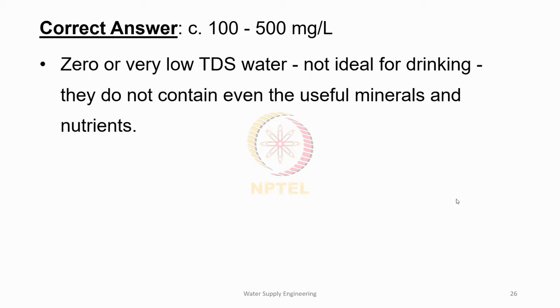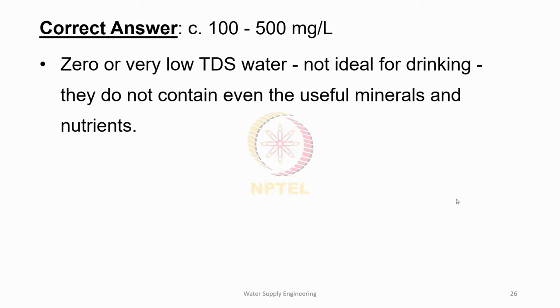So 0 or very low TDS value is not considered ideal for drinking water because it won't have the useful minerals and nutrients. If TDS is 0, the water will not have the required minerals or nutrients. It will be devoid of all the dissolved solids. So that is not recommended for drinking water.